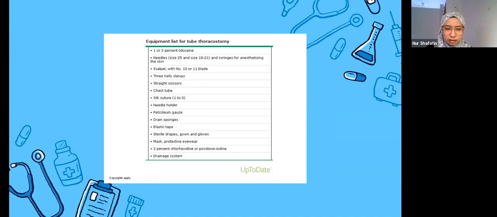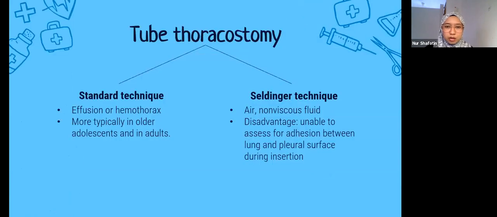As for the technique, this is the equipment list for tube thoracostomy, including lidocaine, needles and syringe, scalpel, clamps, scissors, chest tube, suture, sterile drapes, gown and gloves, and a drainage system. So for technique, there are two, which are tube thoracostomy and also needle thoracostomy. Under tube thoracostomy, there are two techniques, which are the standard technique and also the Seldinger technique.